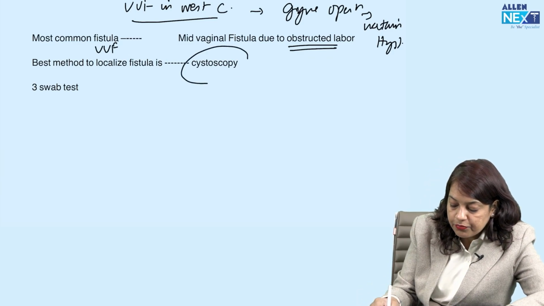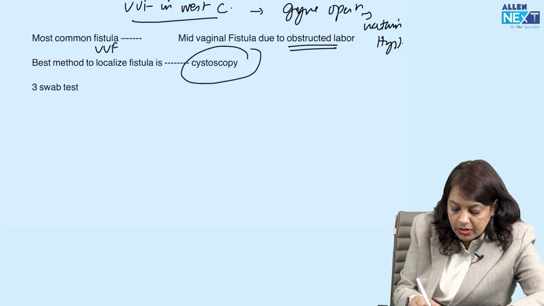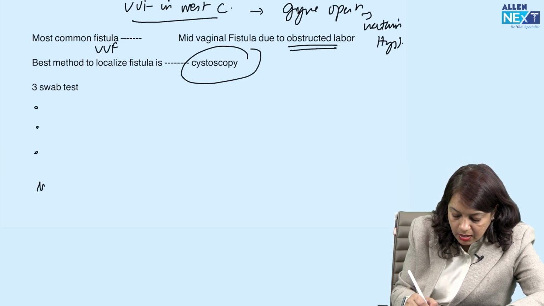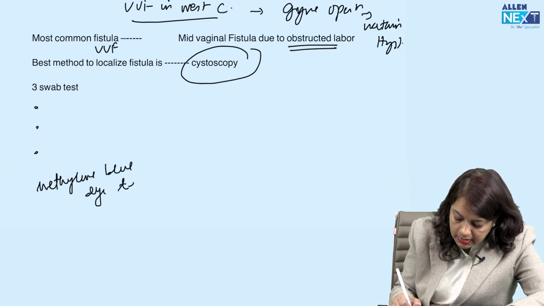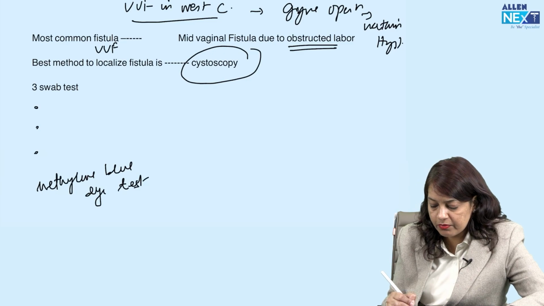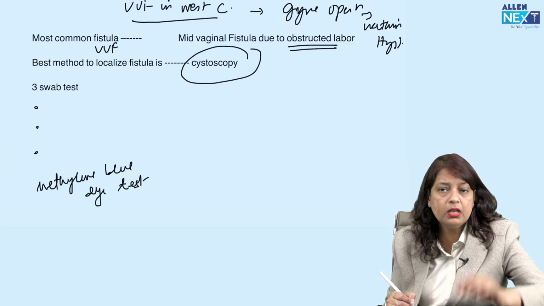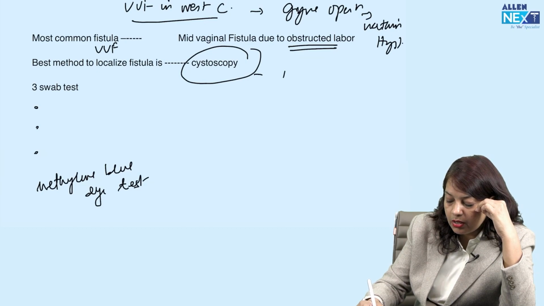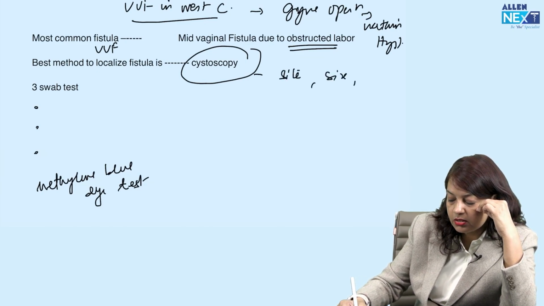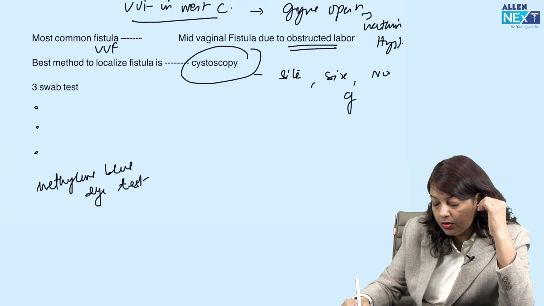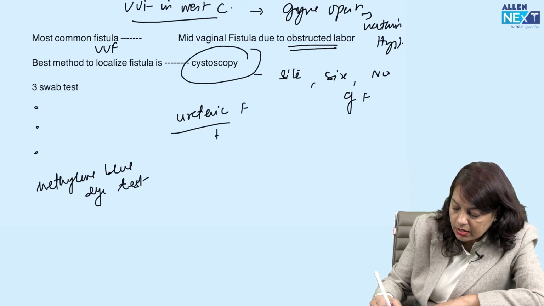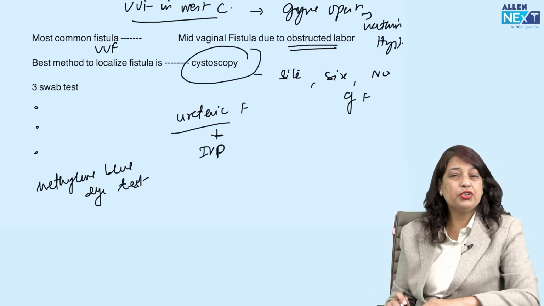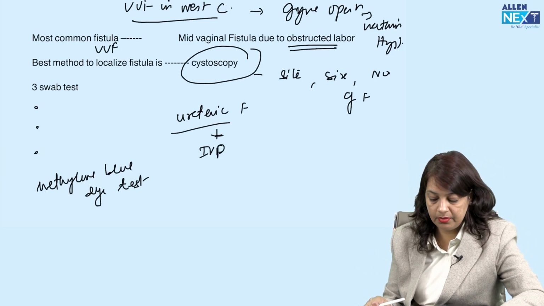Best method to localize the fistula is cystoscopy. There are 3 swab tests which are done. It is also called the methylene blue dye test. But nowadays, this is not a very preferred investigation. The preferred investigation is cystoscopy, because with cystoscopy, you can know the site of the fistula, size of the fistula, and number of fistulas. Okay. If it is a ureteric fistula, then the investigation is IVP, intravenous pyelography.